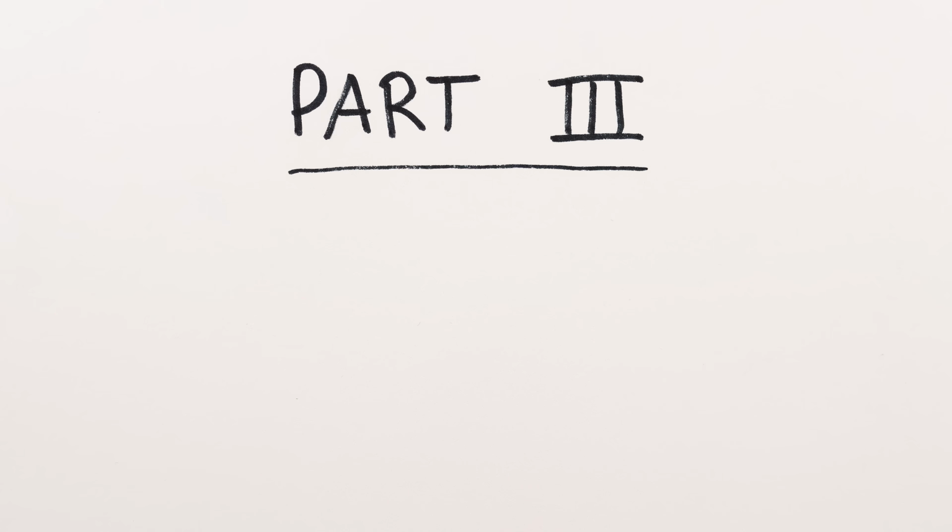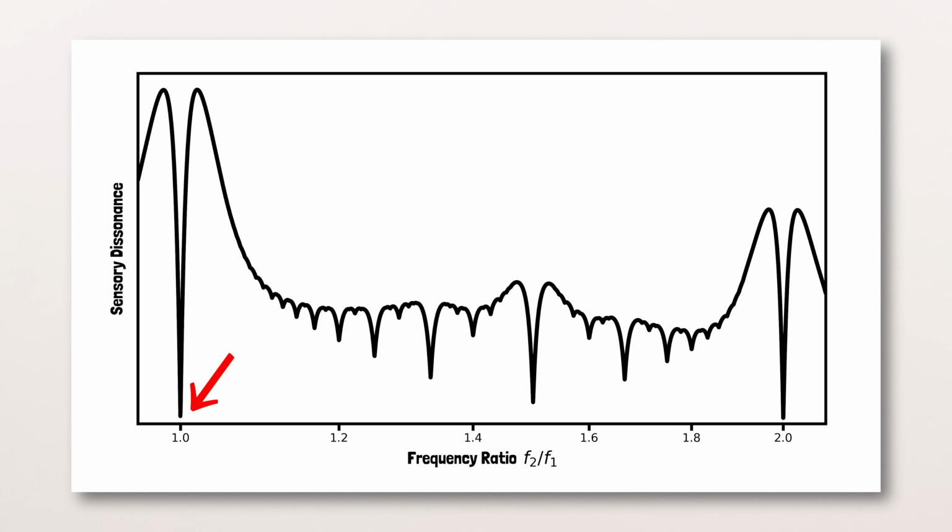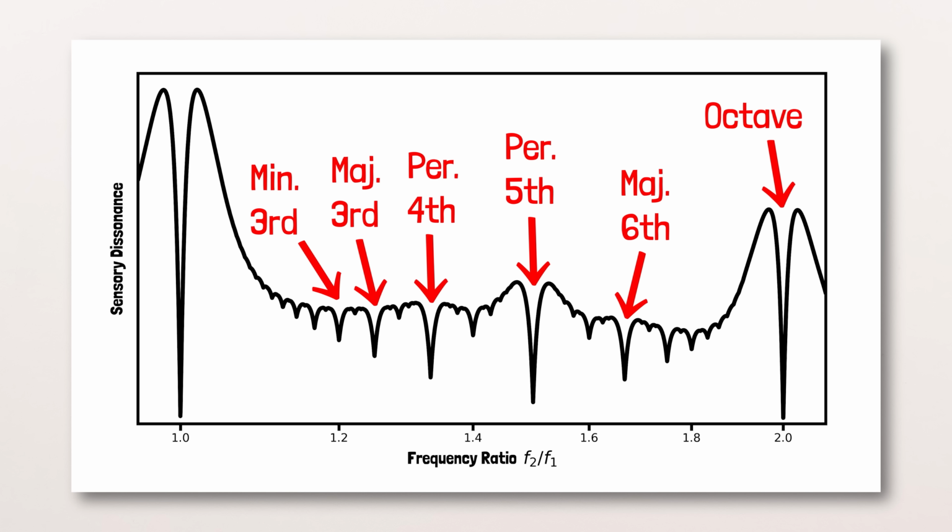Part 3. The relationship between dissonances and scales. If these in-tune notes sound familiar to you, it's because they're the fundamental intervals of Western music. The octave, the fifth, the fourth, major sixth and major third, minor third, etc.